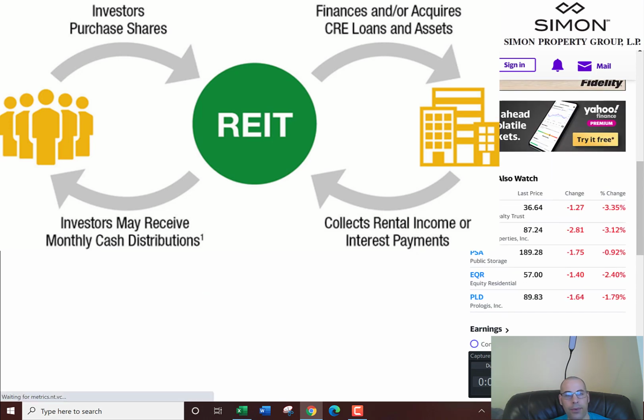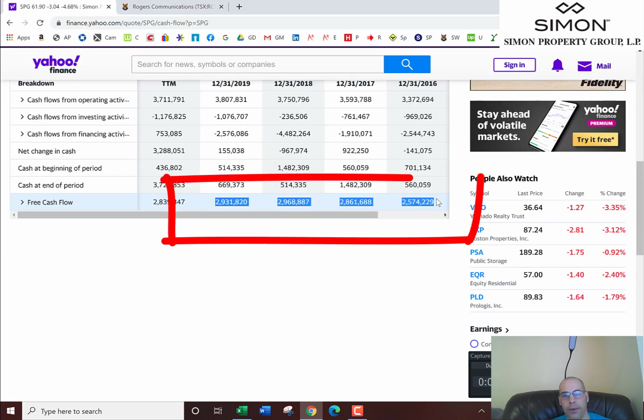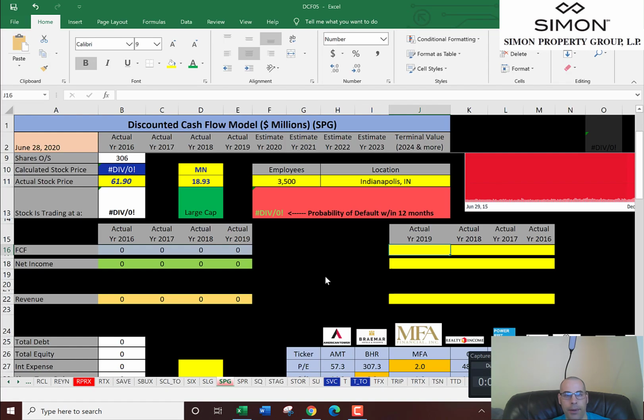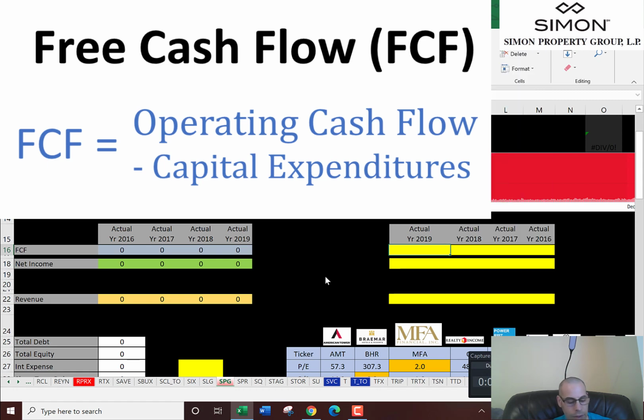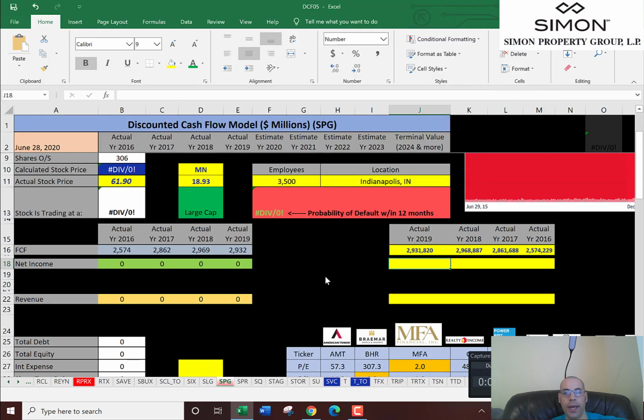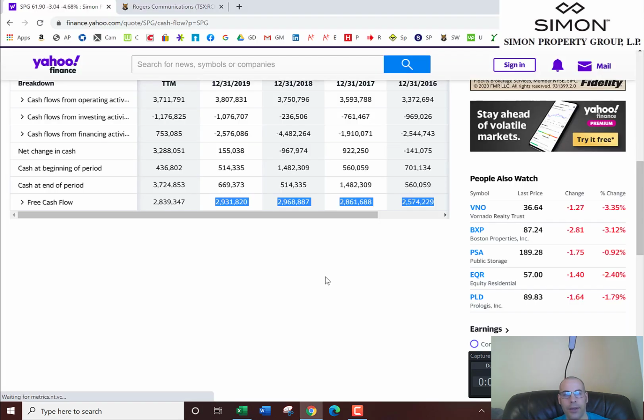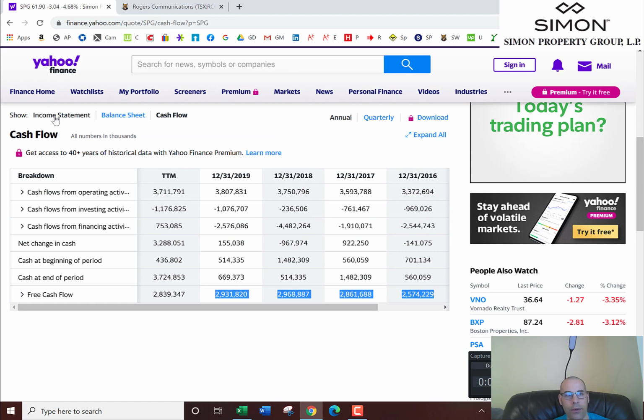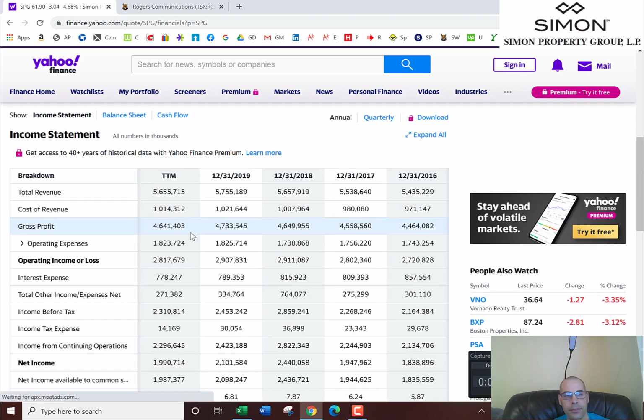So now I'm pulling the free cash flow. Free cash flow is total cash after operations minus capital expenditures. And this is how you value a company. You estimate their future free cash flows, and then you discount those values back to today. And that gives you a value for the entire company.